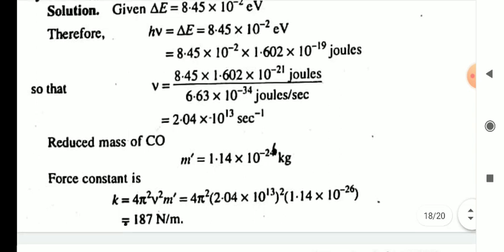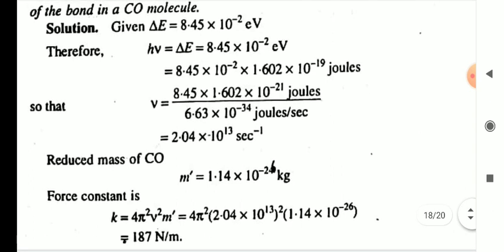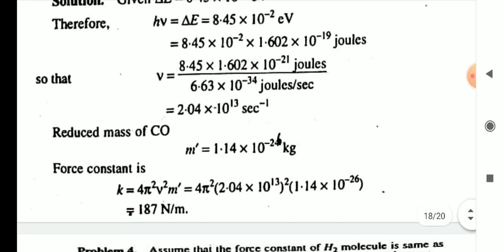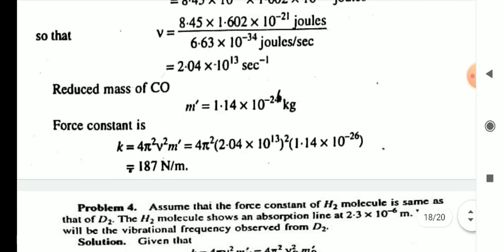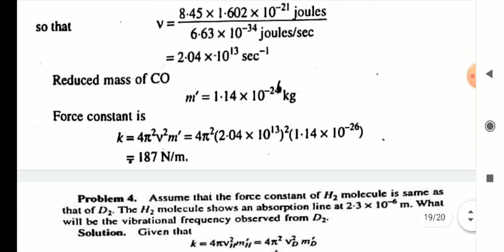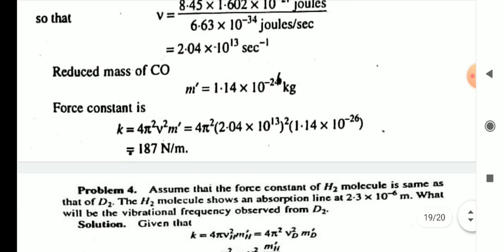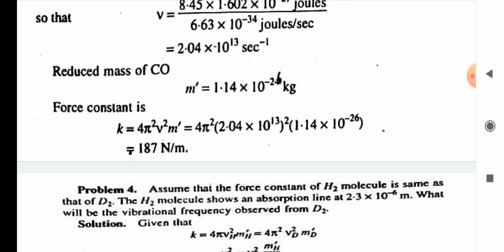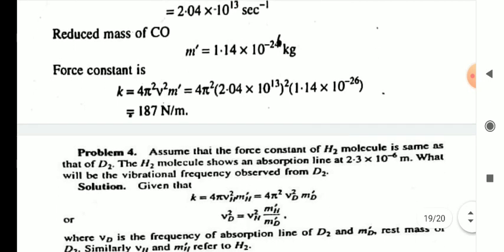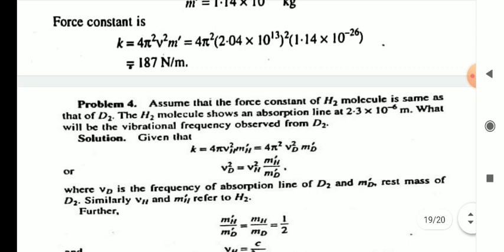The reduced mass of carbon monoxide, m dash, is equal to 1.14 into 10 raised to minus 26 kg. Substitute these values in the force constant equation k equal to 4 pi square nu square m dash. Substitute the values of nu square and reduced mass and simplify it. That works out to be 187 Newton per meter.